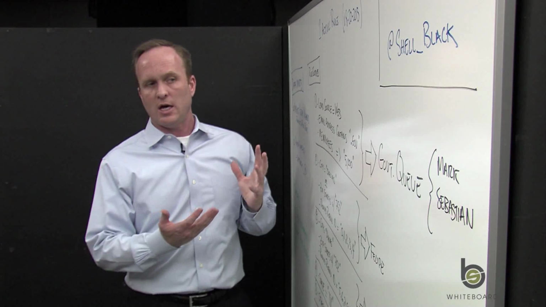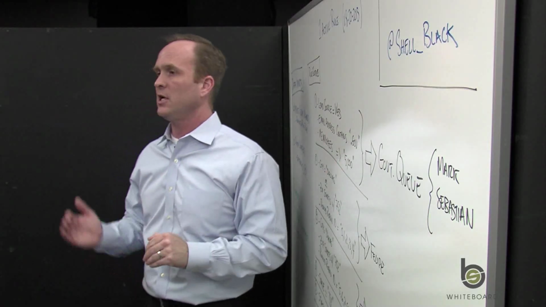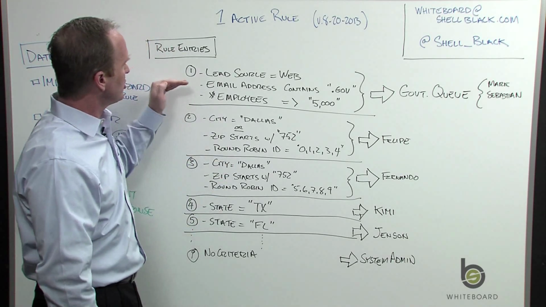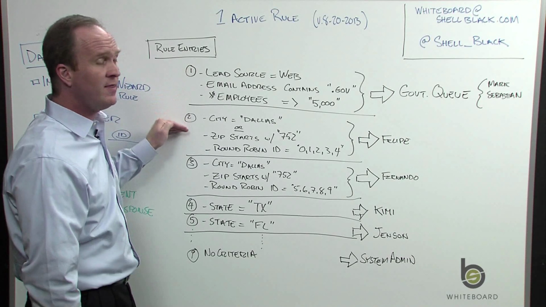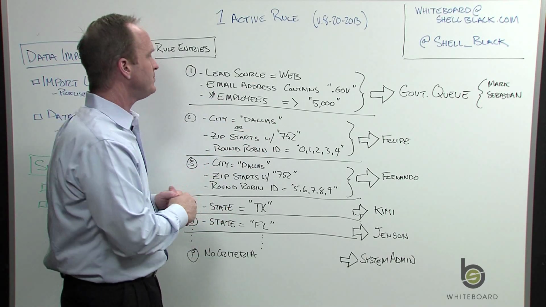So the way assignment rules work is based on an order of criteria. A lead comes into the Salesforce database, and Salesforce is going to look at these rules in the order that you put them in to determine who should own that record.